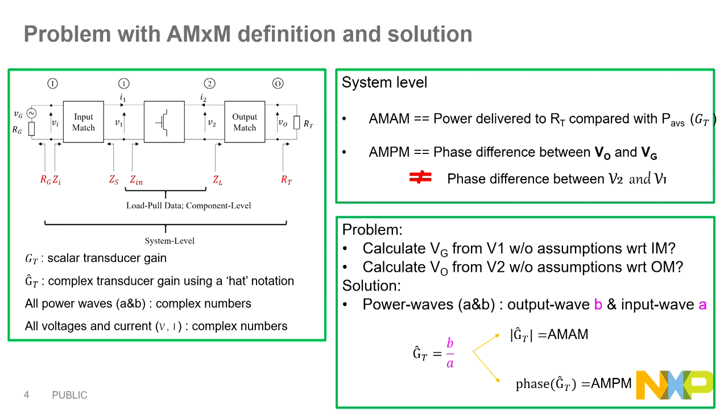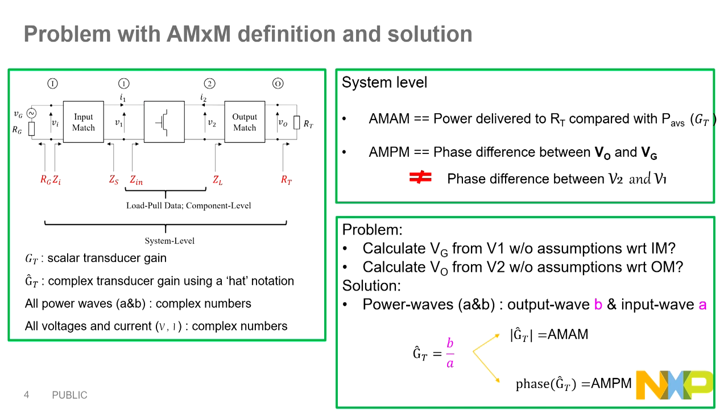So from a system level perspective, the AM-AM is the power delivered to the load, P_L, divided by the power that the source made available, P_AVS. We can also call it the scalar transducer gain, G_T. And the phase, AM-PM, is the phase difference between the output voltage V_O at reference plane O and the input voltage V_G at reference plane I. But it is not the phase difference between V2 and V1. It is a common mistake to take the ratio of V2 and V1 and call it the AM-PM.